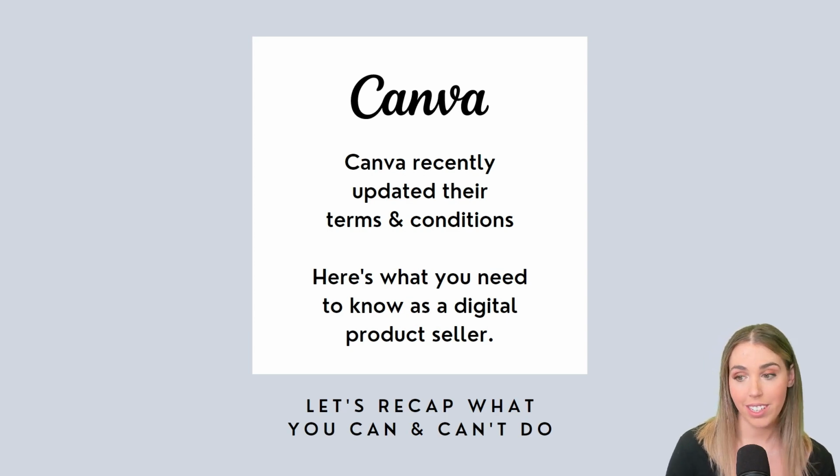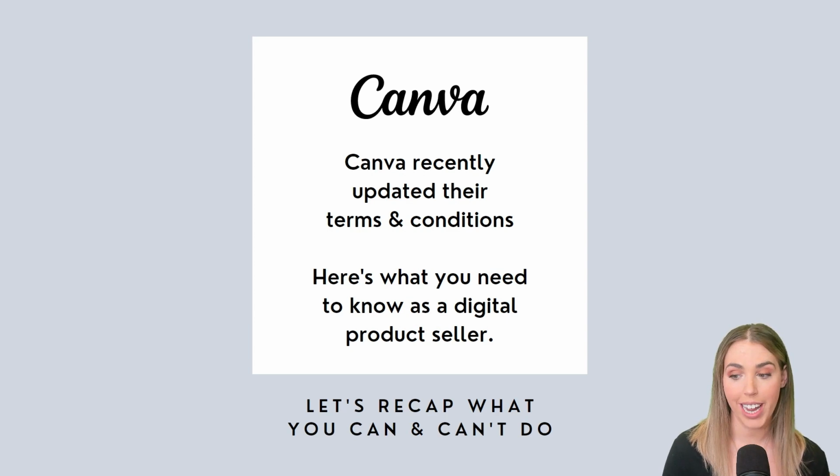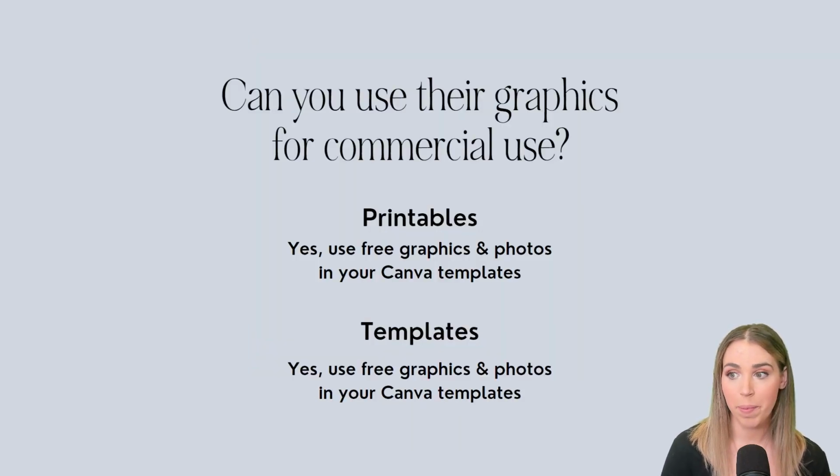Recently Canva updated their terms and conditions, and it did confuse a lot of people because some things changed. As a digital product seller, there's a couple of things you need to be aware of when you're creating. So let's just quickly recap. The main thing people had concerns about was graphics. What can you use in terms of the graphics, elements and photos inside of the Canva library? What can you use for commercial use? Can you use them for commercial use at all?